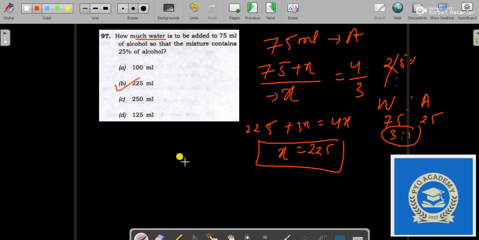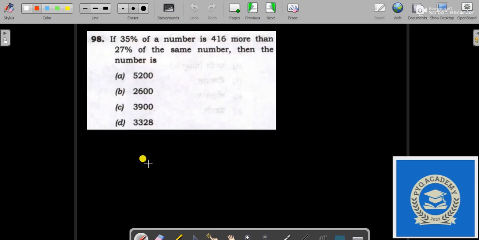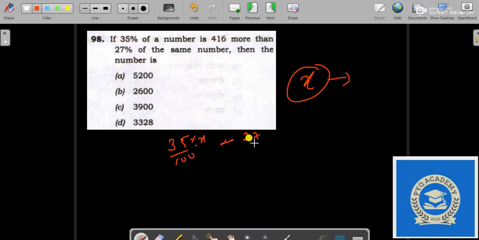Okay, let's move to the next question. If 35% of a number is 416 more than 27% of the same number, then what is the number? Suppose we take the number as x. We don't need x, but for conceptual clarity I am taking x. So 35% of the number, that means x, minus 27 by 100 x is equal to 416. The difference between 35% and 27%.